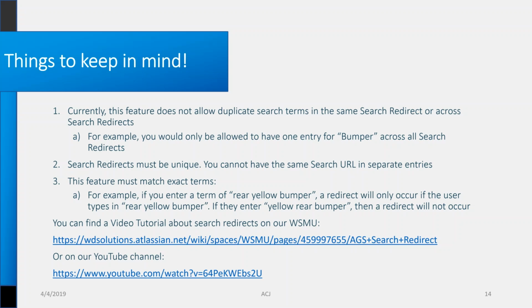So some things that we want to keep in mind. The first one is that currently this feature does not allow duplicate search terms in the same search redirect or across search redirects. An example of this is you would only be allowed to have one entry for bumper across all search redirect sites.